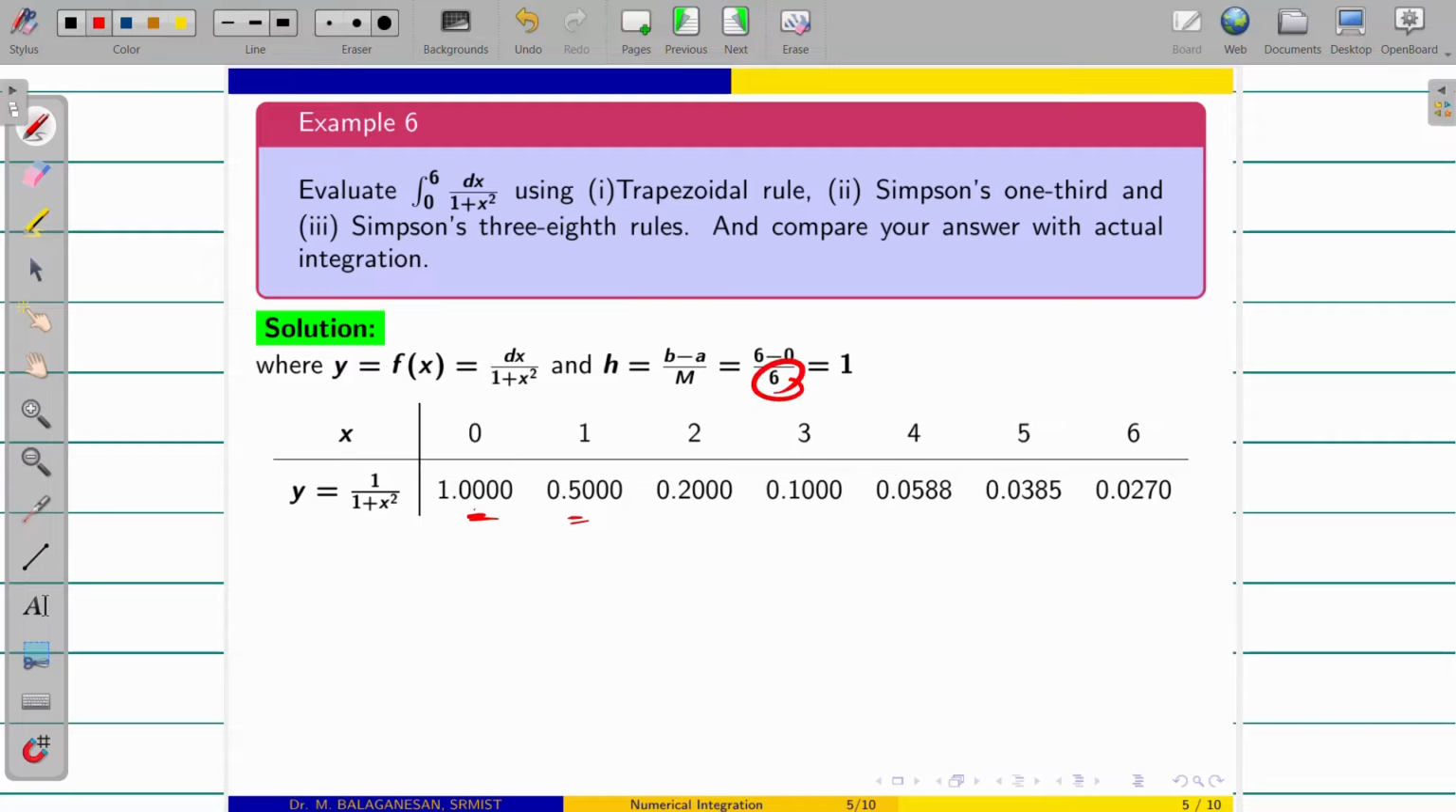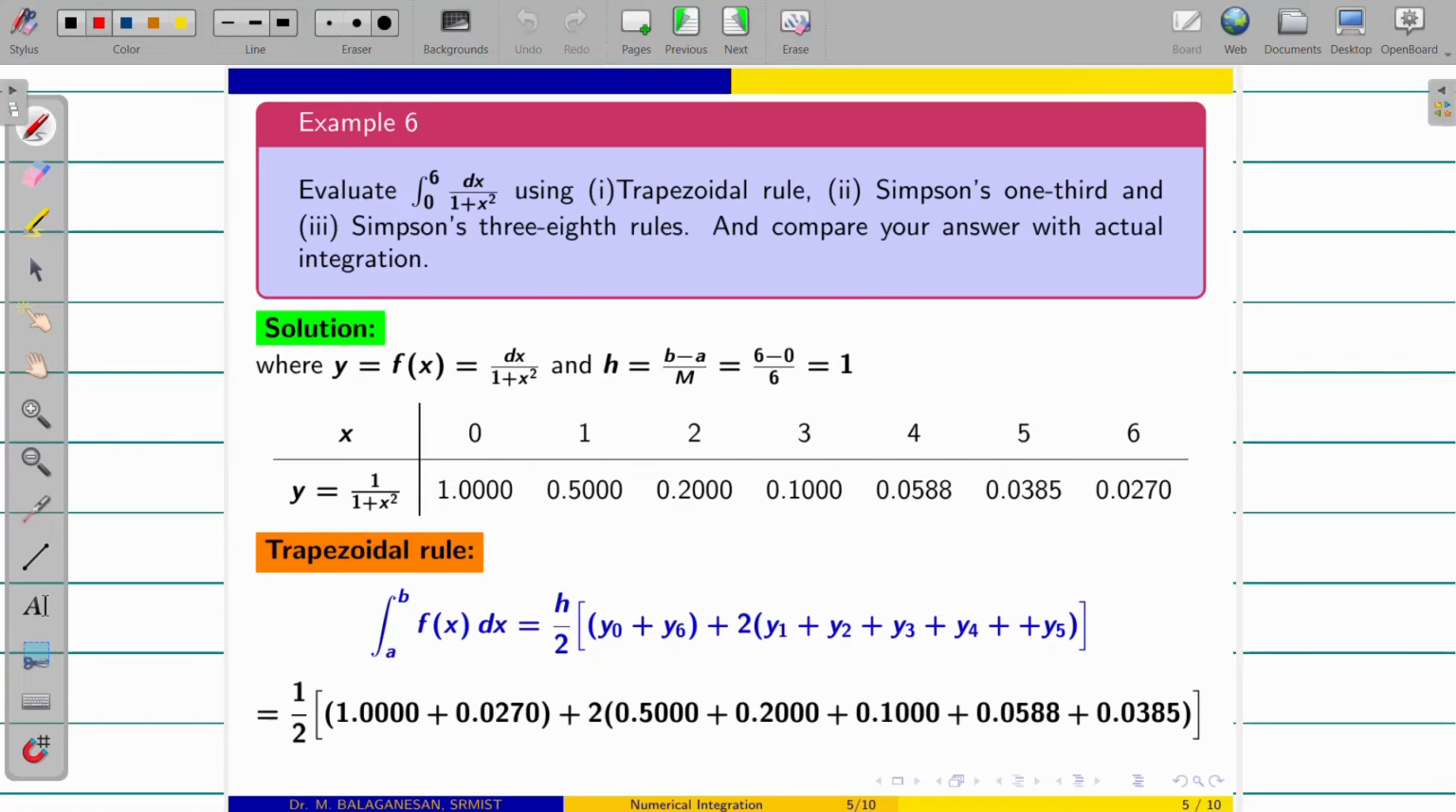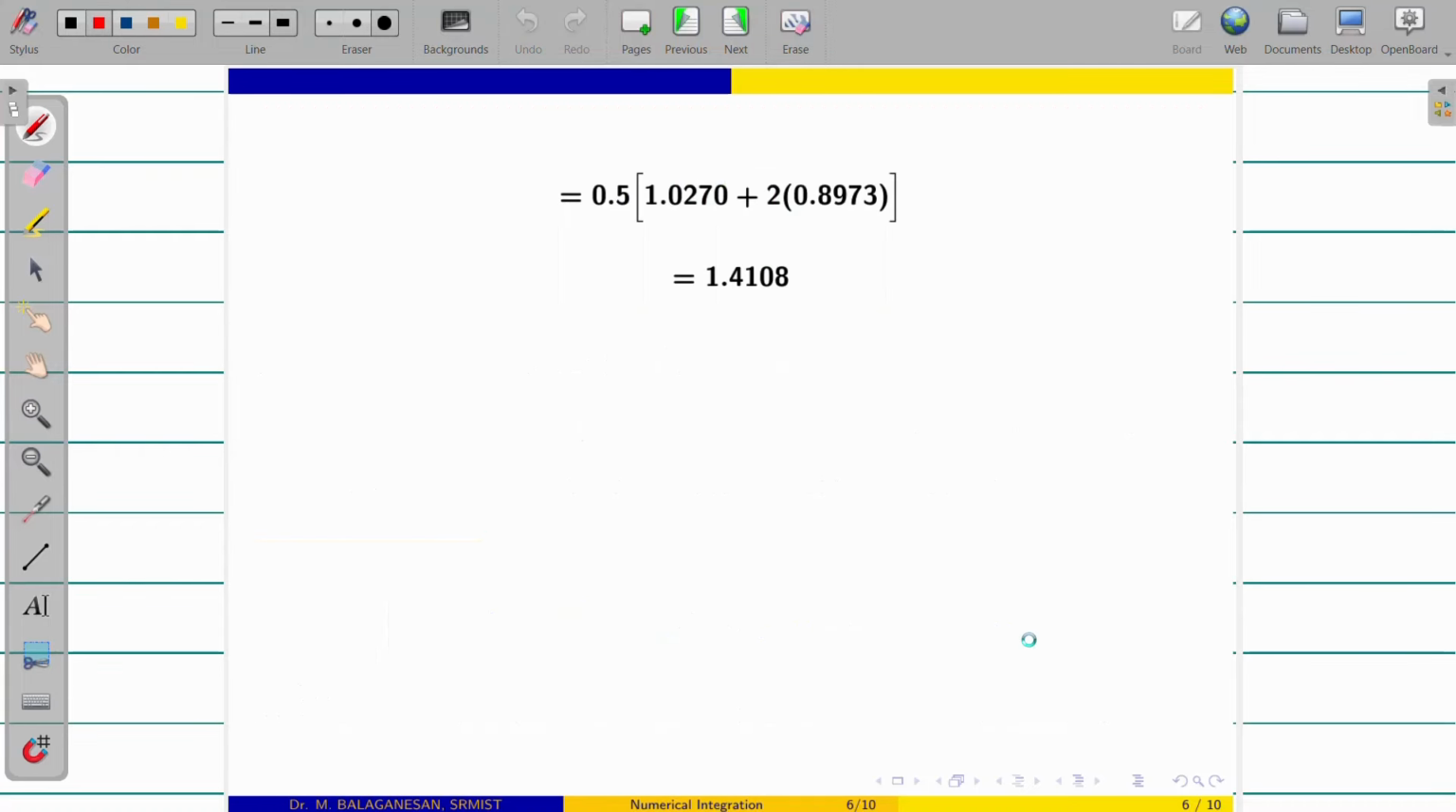That's it. So this is the only different thing here. Apart from that, everything is similar to what we have done in the previous video, right? So we have to use the trapezoidal rule. You know the formula: h by 2 into first value plus last value plus 2 into the rest of the values. Do not include the first and last value in the rest. Substitute the values from the table. Simplify that. We can get the answer 1.410. It is trapezoidal. As I told you already, the trapezoidal error will be more.